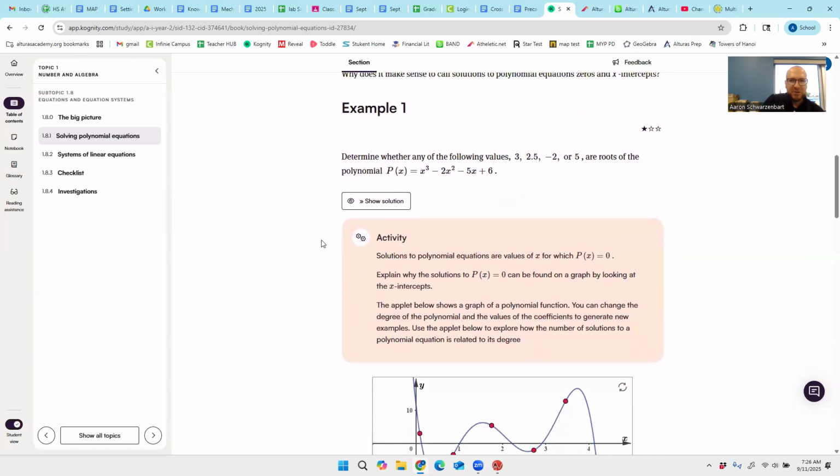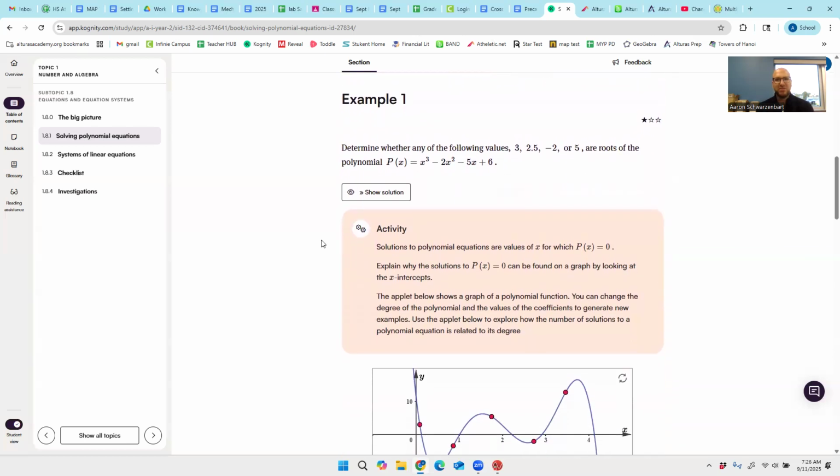Okay, determine whether any of the following values are roots. Well, to determine if something is a root, it has a value of 0 or it's an x-intercept. Now to determine roots, you could use the rational root theorem. We won't in this class, we will just use the graphing calculator. But to determine if something is a root, usually the easiest way is to plug it in.